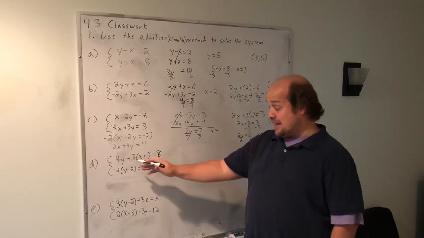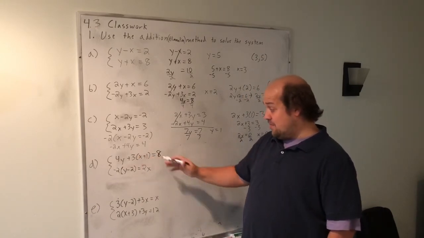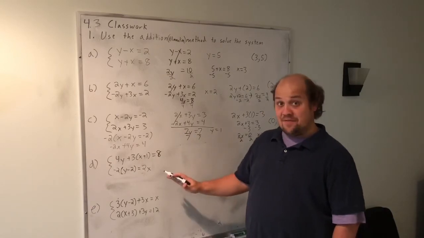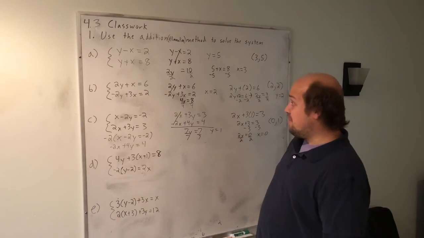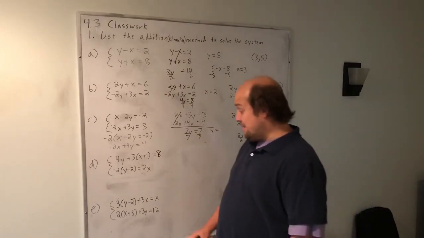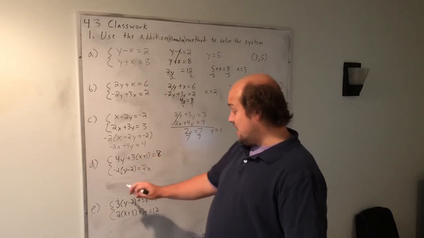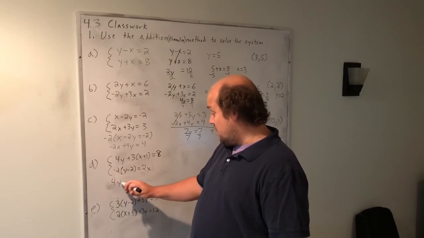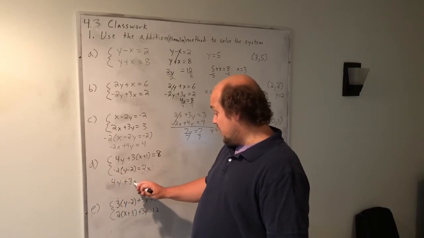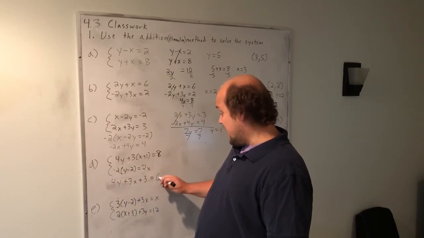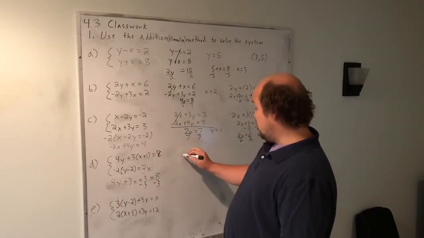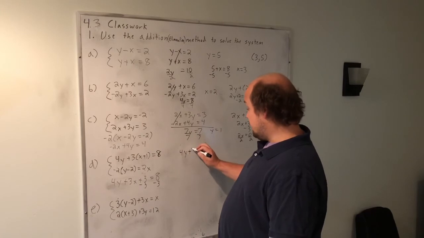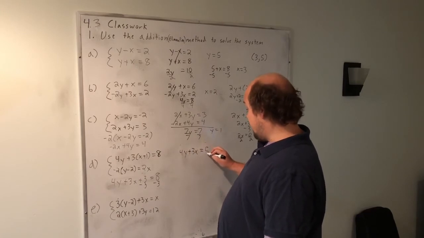That said, what I need to do to begin with is distribute in each of these problems, get it in a form of y's, x's on the left, and numbers on the right. So, to begin that process, I'm going to distribute this 3. The top equation is going to become 4y plus 3x plus 3 equals 8. If I then subtract 3 from each side, I get the equation 4y plus 3x equals 5.